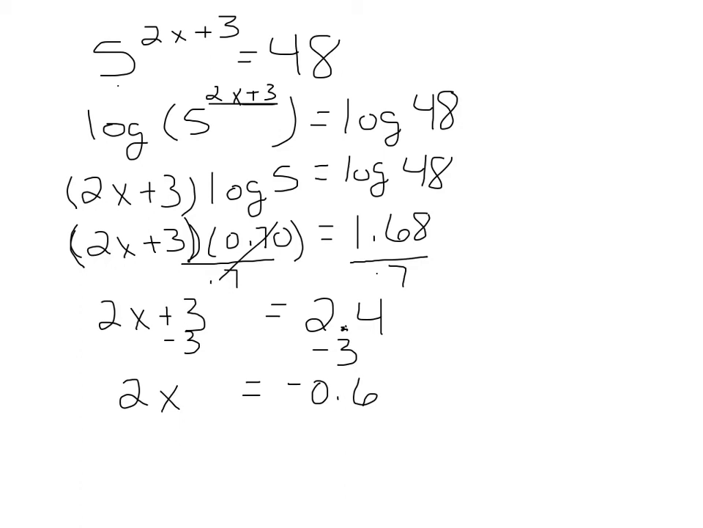2x is read 2 times x. The inverse of multiplication is to divide, so I divide by 2. What I do to the left, I must do to the right. Yes, I sound like a broken record. 2 divided by 2 is 1x. Negative 0.6 divided by 2 is a negative 0.3.